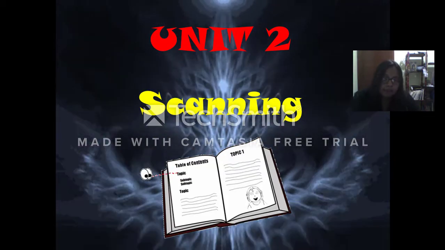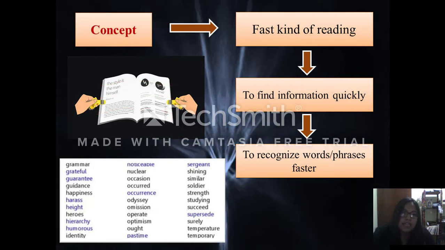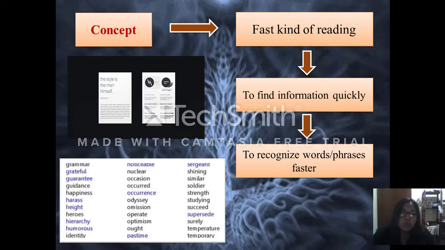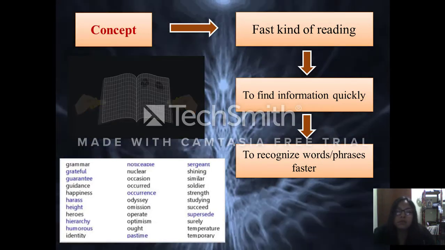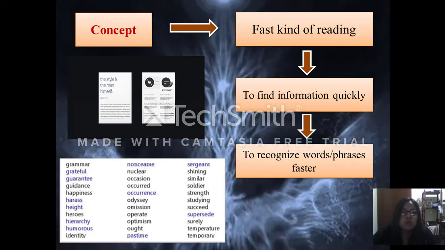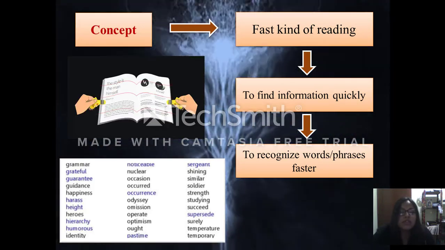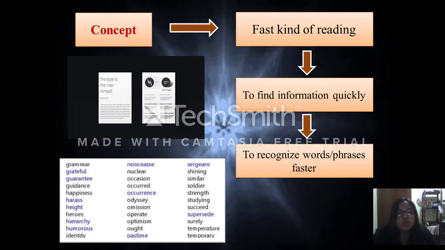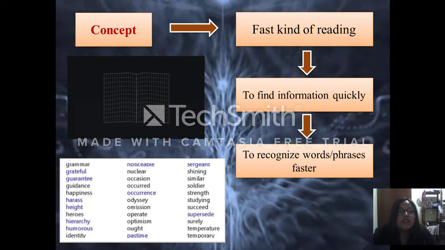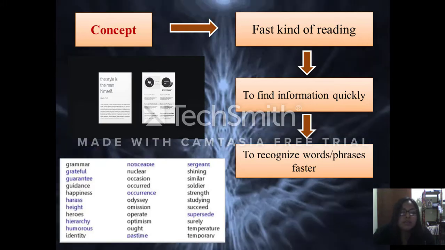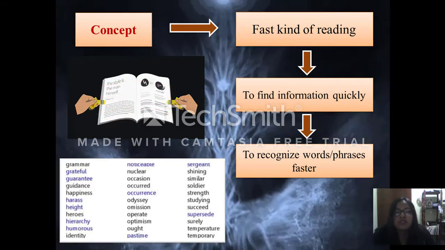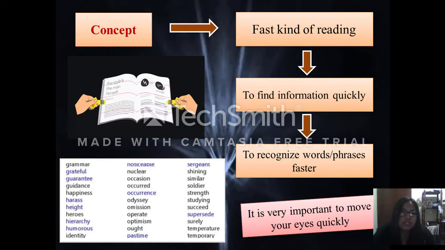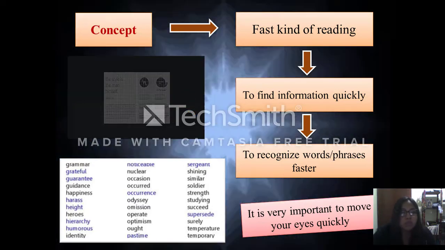Unit 2: Scanning. Scanning is a fast kind of reading. We use this skill to find information quickly. With this, we can recognize words or phrases faster. As we can see in the image, we have a group of words, and in these words, it is necessary to scan for a determined word. And in the other image, it's possible to recognize phrases because we have a paragraph. For this activity, it is very important to move your eyes quickly.